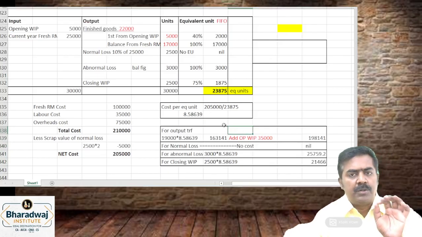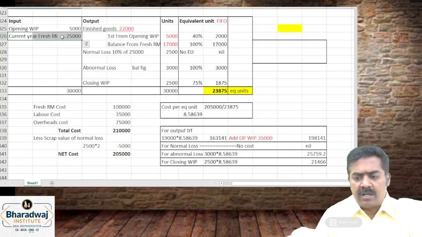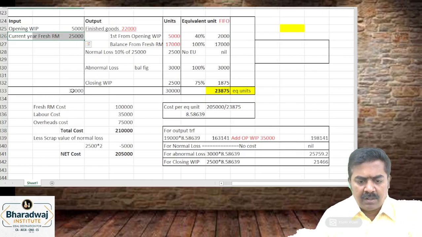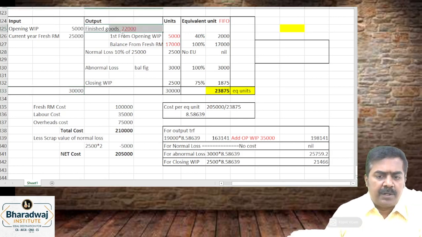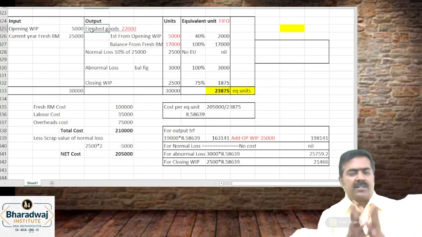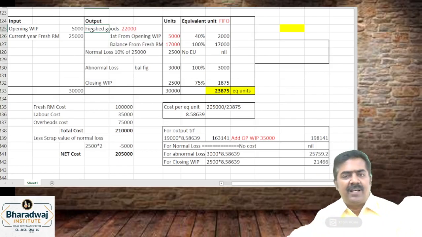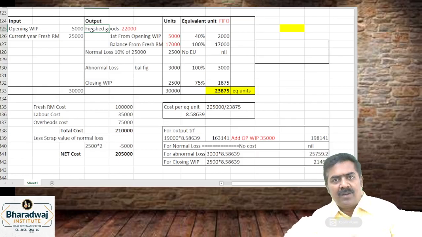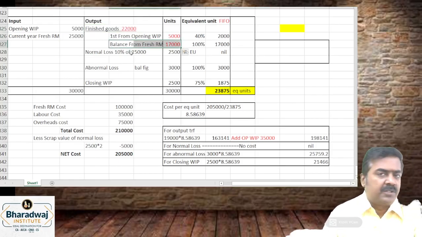I repeat the whole solution in a minute. Please listen. Opening WIP is 5,000. In the current year we introduced fresh raw material of 25,000. Total input is 30,000. Output of finished goods is 22,000. First from opening WIP, 5,000; balance from fresh raw material. Practically observe production in a manufacturing company: at the beginning of the month or a day, you find some work in progress. First you complete that, then you take fresh raw material. Totally we completed 22,000: opening WIP 5,000, balance 17,000 from fresh raw material.